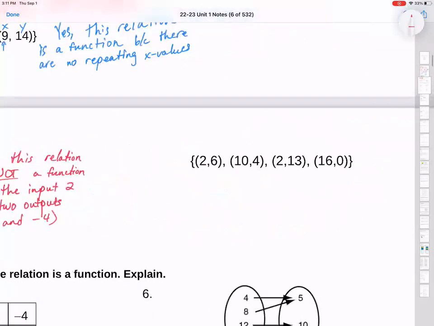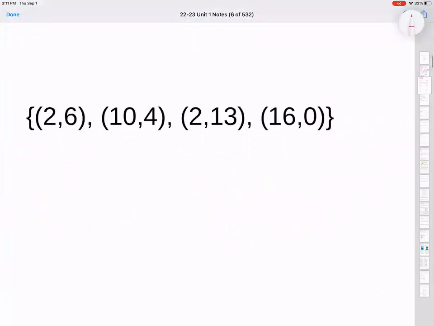And then our final one, here we have 2, 6. Again, that's an x and a y, an x and a y, an x and a y, and an x and a y. So we have to ask ourselves, is this first x value 2 being repeated at all? Well, no, not here. Oh, wait a second, here. Yes, it is. So most of the time, like 99% of the time, this is not going to be a function, okay? And in this case, it is not a function.